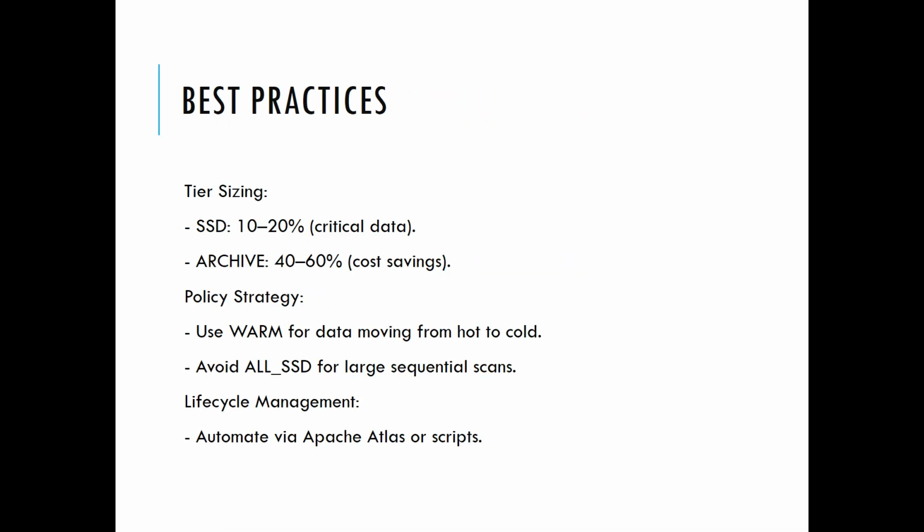Effective storage management in HDFS requires thoughtful planning. Allocate SSD storage for 10 to 20% of your data, targeting performance-critical datasets. Use archive storage for 40 to 60% of your data to optimize for cost. Apply the WARM policy for datasets that are gradually cooling down. Avoid placing large, sequentially accessed files entirely on SSDs, as this leads to unnecessary cost. For seamless lifecycle management, consider automating tier transitions using Apache Atlas or custom scripts tailored to your data workflows.